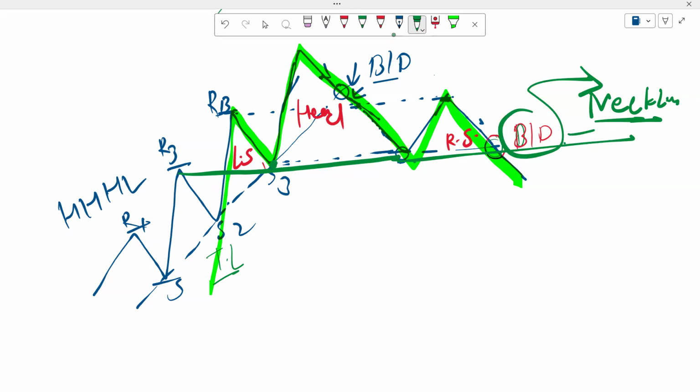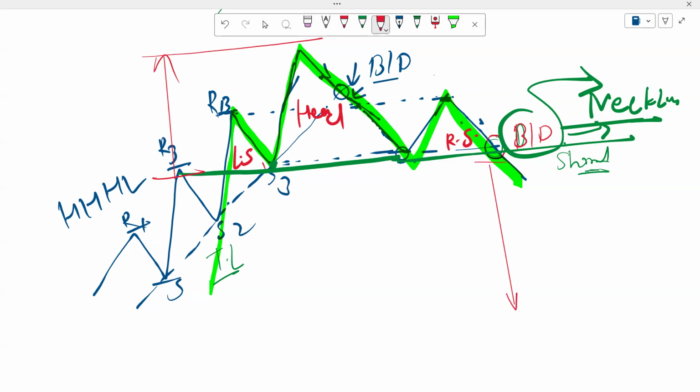Now if a breakdown of the neckline happens, you short at this position. This will be your shorting position. Your target will be the height of the head. Whatever the vertical height of the head is, you plot this height in the same direction, and your target will be exactly at this point. Market can exactly come to this level because this is a classic pattern. This is the most famous pattern, the head and shoulder pattern.